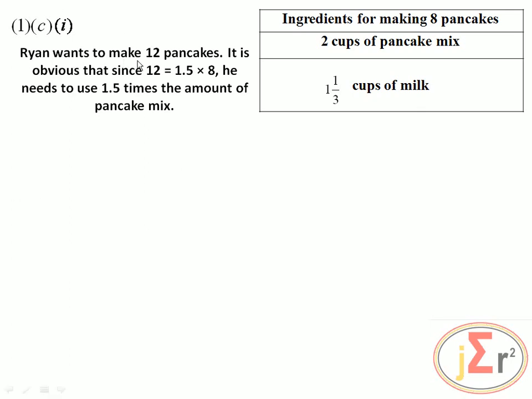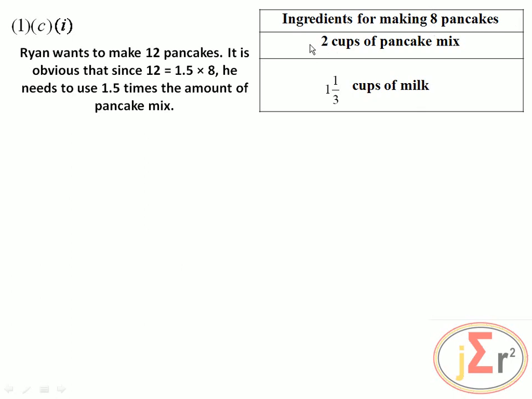So Ryan wants to make 12 pancakes. It is obvious that since 12 is equal to 1.5 multiplied by 8, he needs to use 1.5 times the amount of pancake mix. So we are dealing with proportion. What do we multiply 8 by in order to get 12? We multiply 8 by 1.5 and the result is 12.